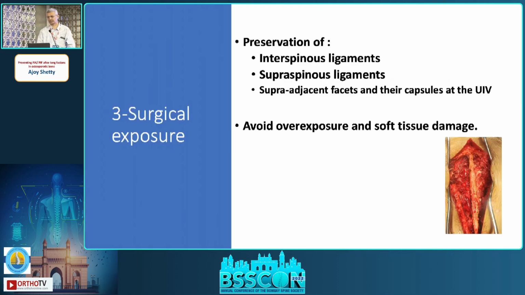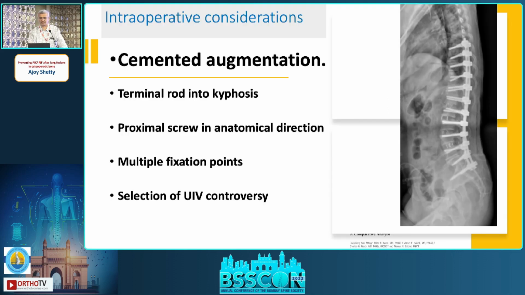Coming to the surgical approaches, probably the most important one is the prevention of damage to the posterior ligamentous structures. It's very, very important that the upper part of the PLC is maintained, with less damage to the facet joint. And you can use cement augmentation, with the terminal rod into kyphosis. This is what the majority of surgeons advise. Get the upper end of the construct into kyphosis. Put the proximal screws in the anatomical direction, that is from superior to inferior, with multiple fixation points.